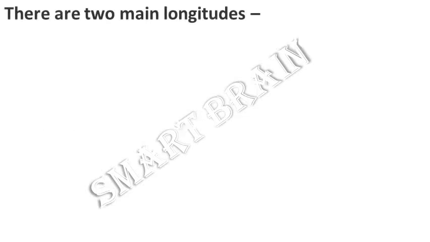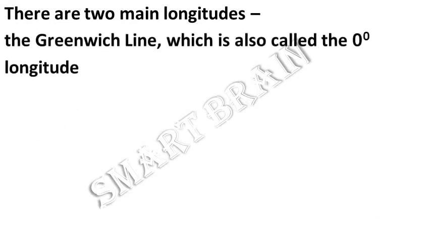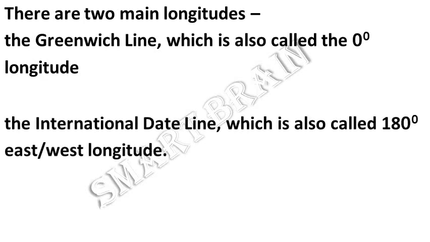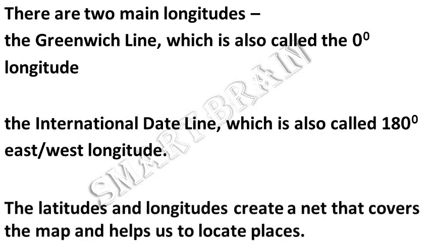There are two main longitudes. The Greenwich line, which is also called the 0 degrees longitude. The International Date line, which is also called 180 degrees east or west longitude. The latitudes and longitudes create a net that covers the map and helps us to locate places.